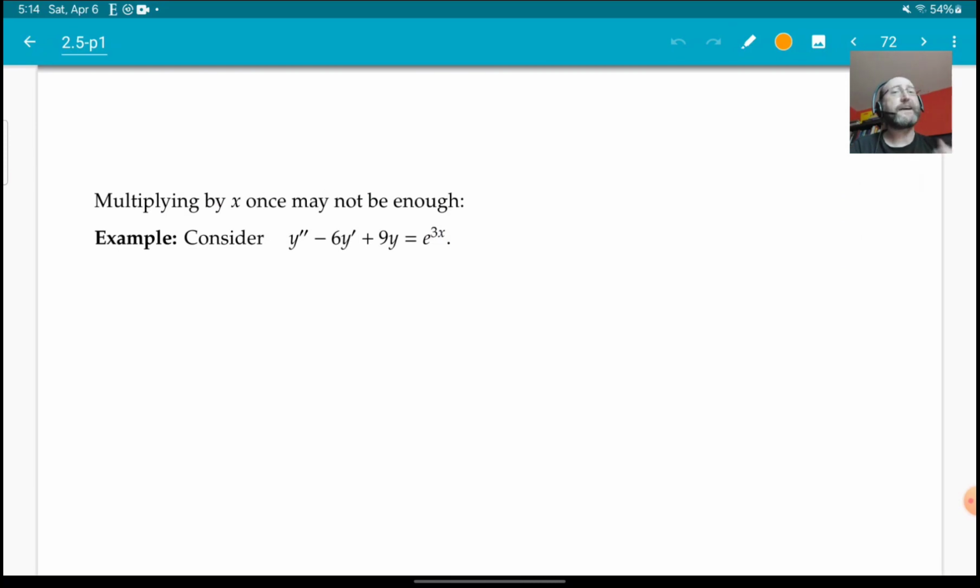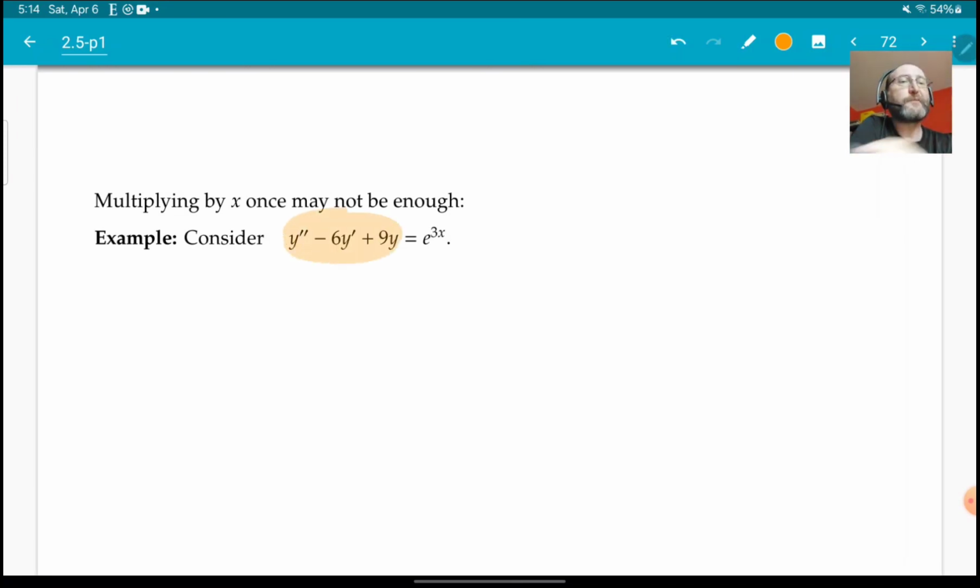Now, multiplying by x once may not be enough. Sometimes you need to do more. When we're talking about second order, it's going to be enough to either multiply by x or x squared. If it were higher order, you might have to do more. But let's see where that comes up.